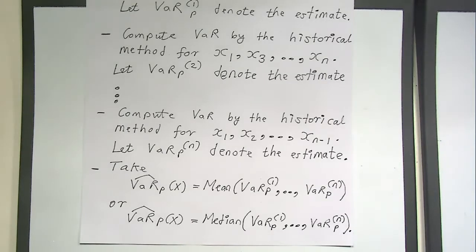So is this procedure clear to all of you? Yes? No? Let me know if you have questions. So basically the idea behind this is to use the historical method to estimate VaR by deleting one observation from the original data set at a time. You do that n times, so you get n different estimates for VaR. The final estimate for VaR is either the mean or the median of the n different estimates. So this is the jackknife method.